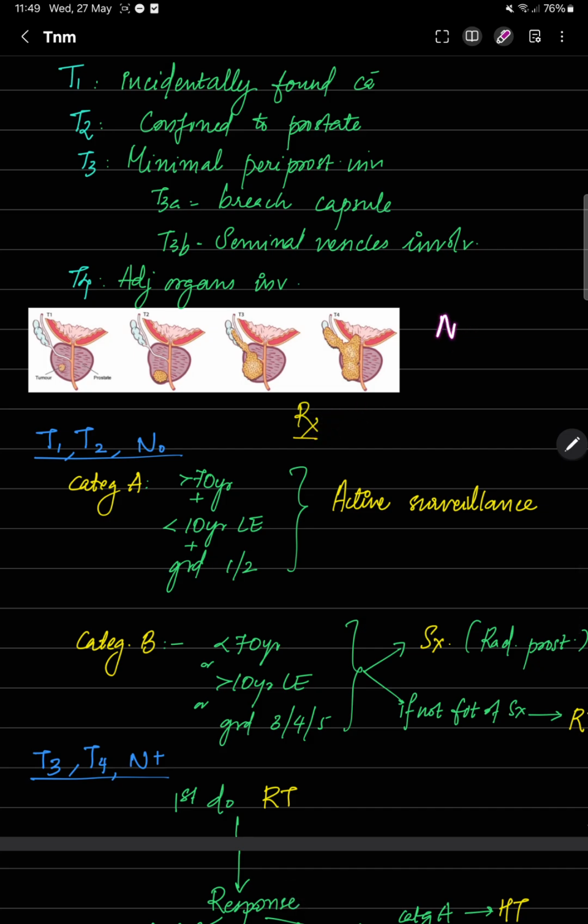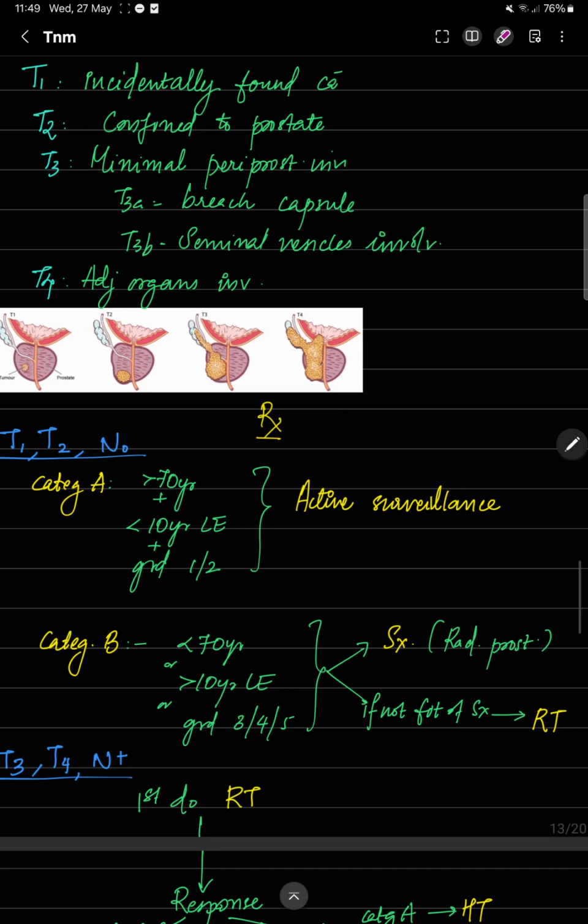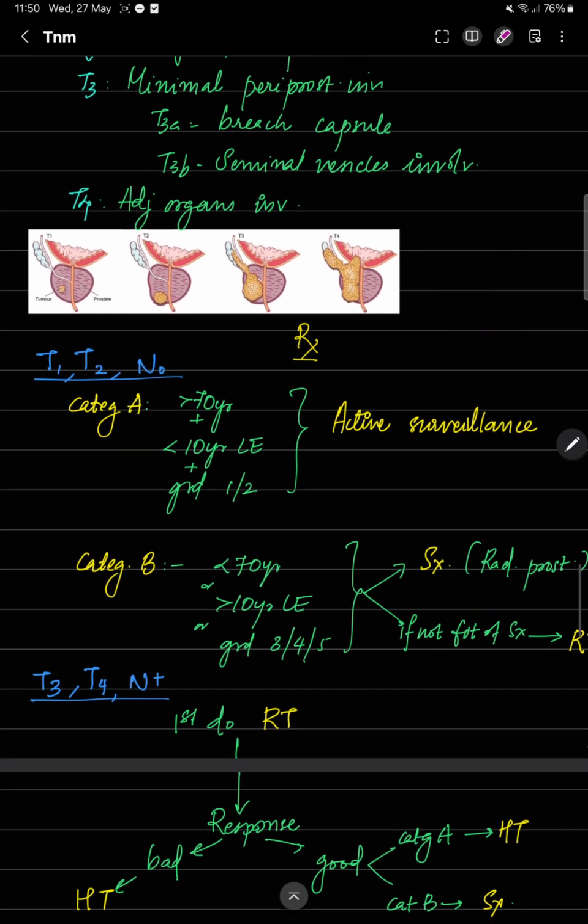Now lymph node again N0, N plus, because the remaining N1, N2 they all are the same. So it is N0 or N plus, and metastasis is M0 or M1. For the treatment, it is T1, T2 and N0. So we will divide the patient into two categories, category A and B.